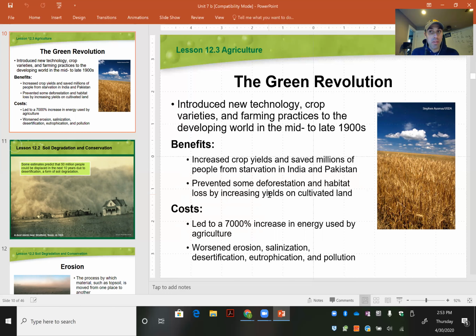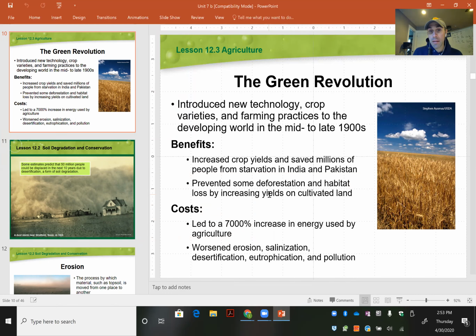Now, the good parts, the benefits, the pros: increased crop yields, meaning we grew more crops. We did it on smaller land. Because we didn't need as much land, we also decreased the deforestation, meaning that we didn't have to cut down a lot of trees in order to get more land to farm more crops.